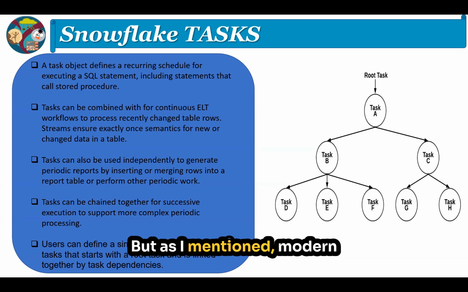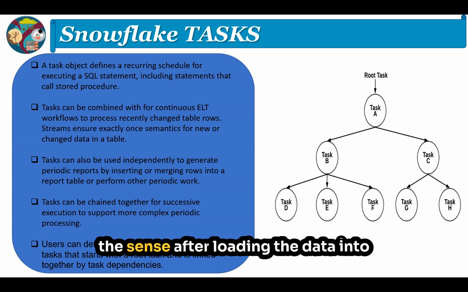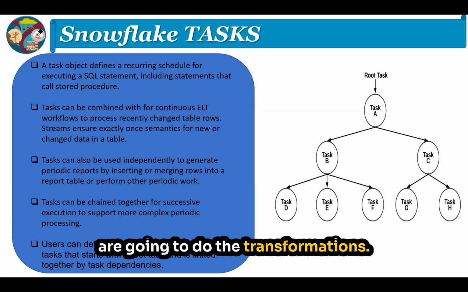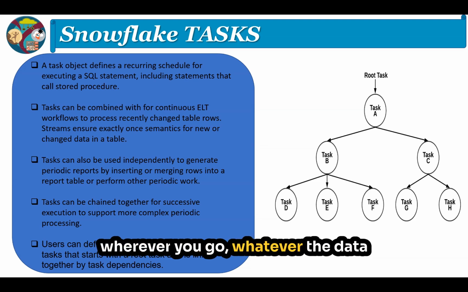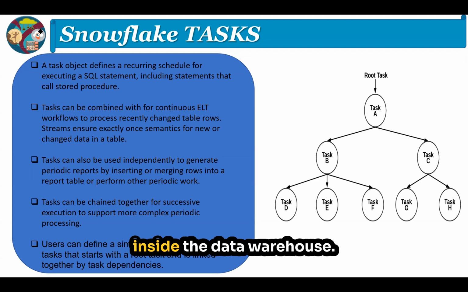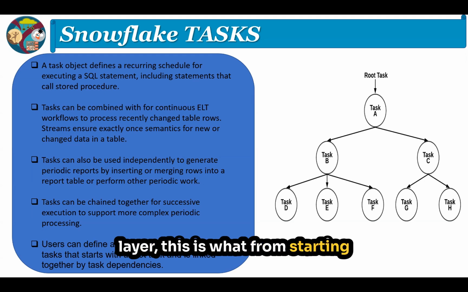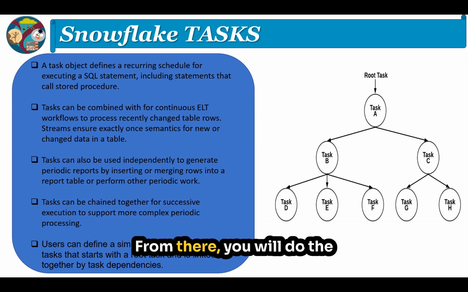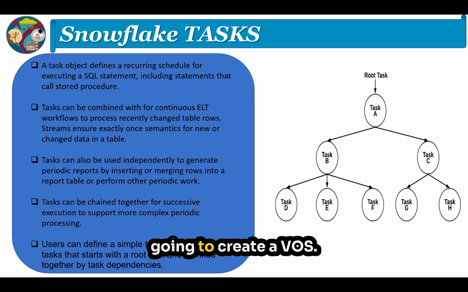But as I mentioned, modern data warehouses are all adopting ELT workloads. ELT in the sense that after loading the data into the data warehouse, that's where you do the transformations. As we have already discussed, not only in Snowflake but wherever you go, in any data warehouse there will definitely be multiple layers. For example, a staging layer, integration layer, and presentation layer. First we bring the data into the staging or raw layer. From there, you do the transformations and load the data into the INT layer. On top of that, you create views.